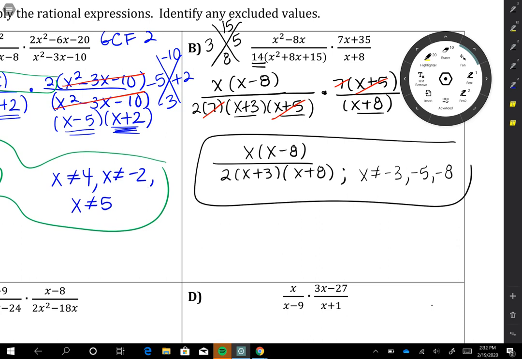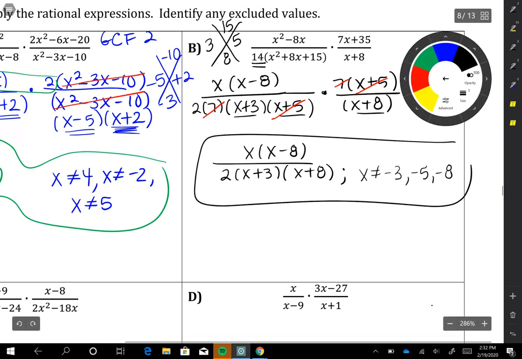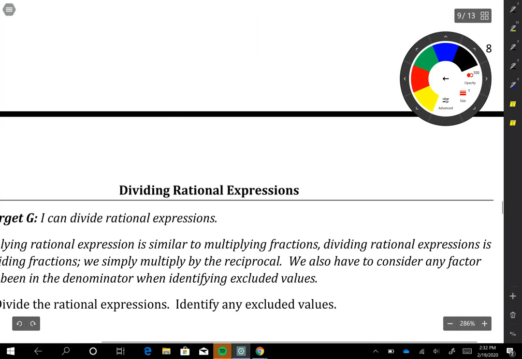Hey guys, we're back, and in this video we are going to divide rational functions, but I just wanted to pause here from the last video because it did not get to finish. So your answer for the last video is right here. You should have x times x minus 8 over 2 times x plus 3 times x plus 8, with the excluded values of -3, -5, and -8. All right, let's jump to dividing.